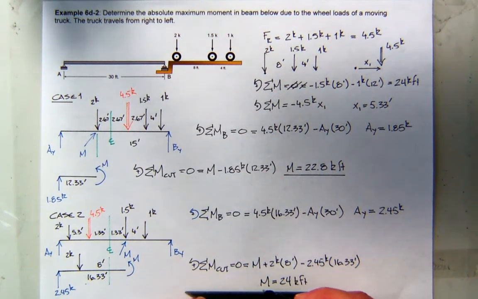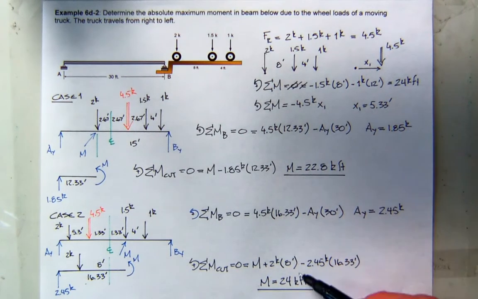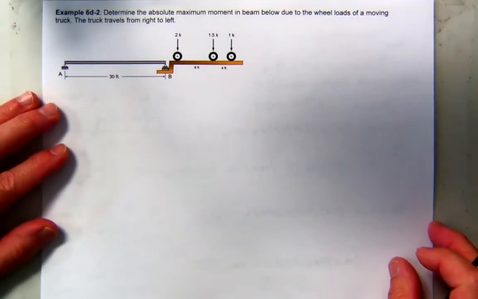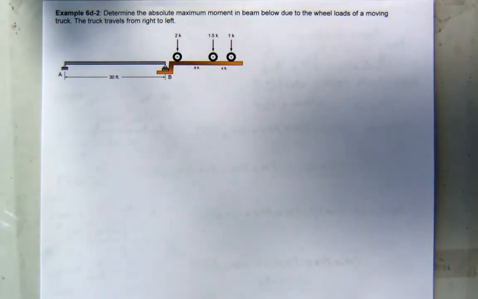So comparing the two cases, which one is bigger? Well, we had 22.8, and now we have 24. So right now, case 2 seems to be in control. But we have one more to check, right? So I'll put a fresh sheet down, and we'll do case 3.